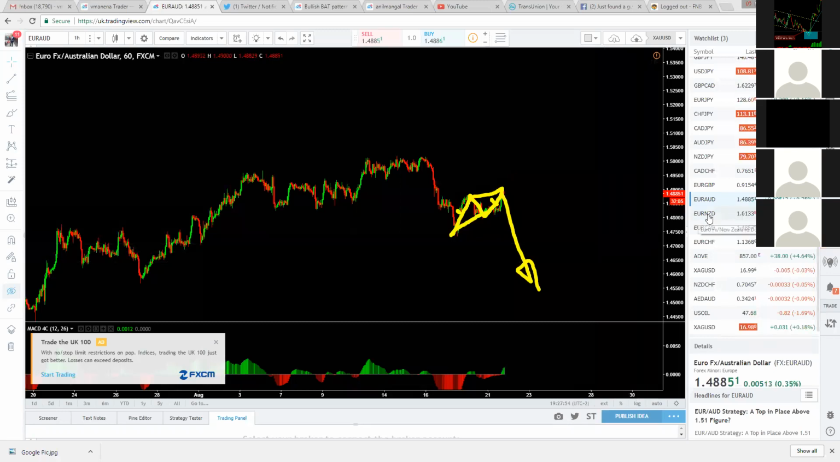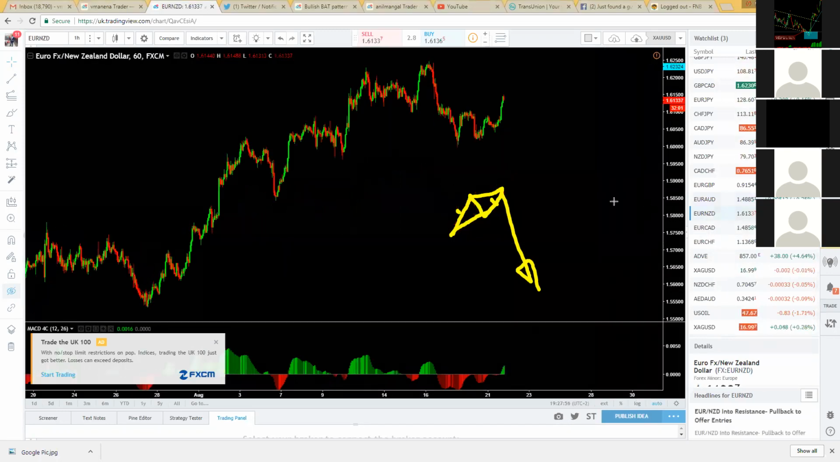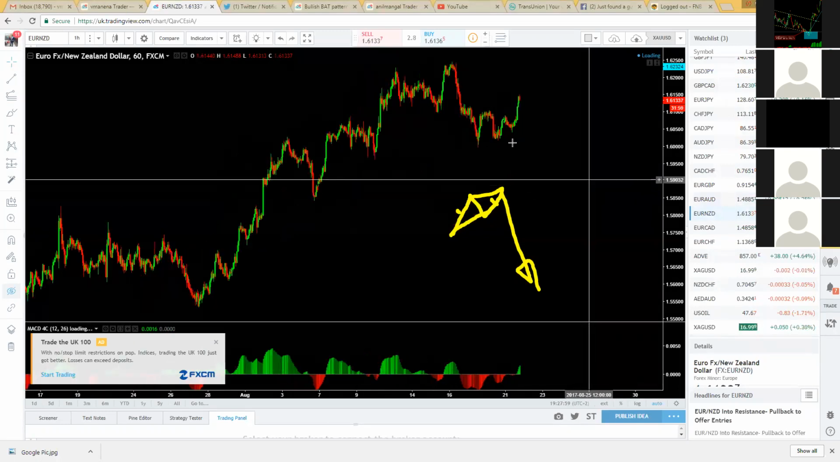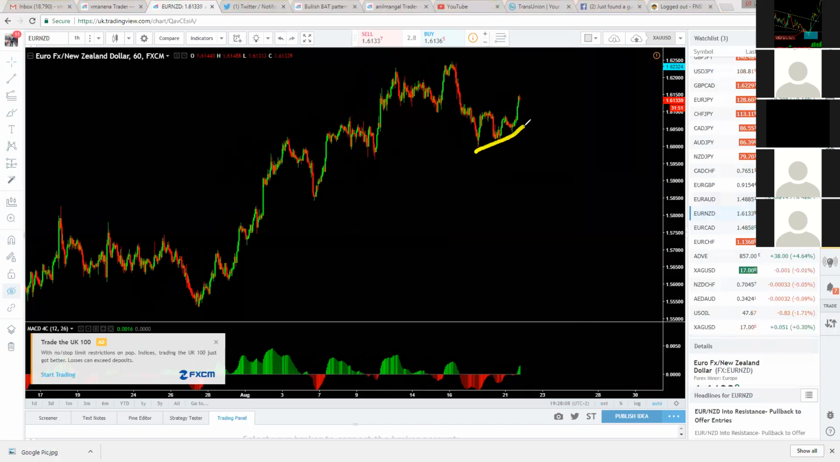We are also short on Euro New Zealand, same rationale. See, it's doing exactly the same thing. We need this correction to complete for a move to the downside. Okay, until this is completed, we do not take this trade, but we took it here, so we're not worried. We're just waiting to move our stop into a few pips profit.